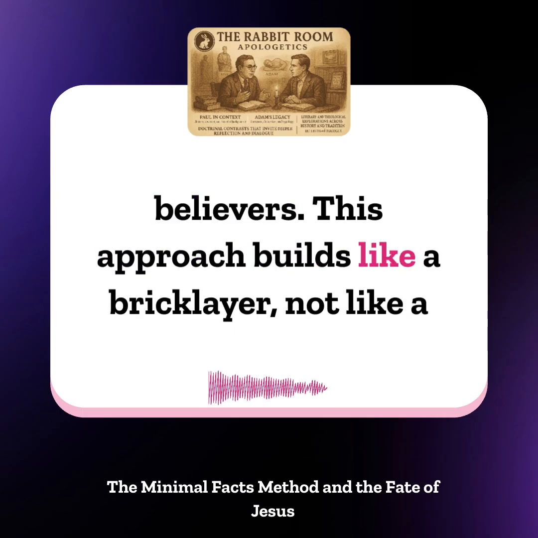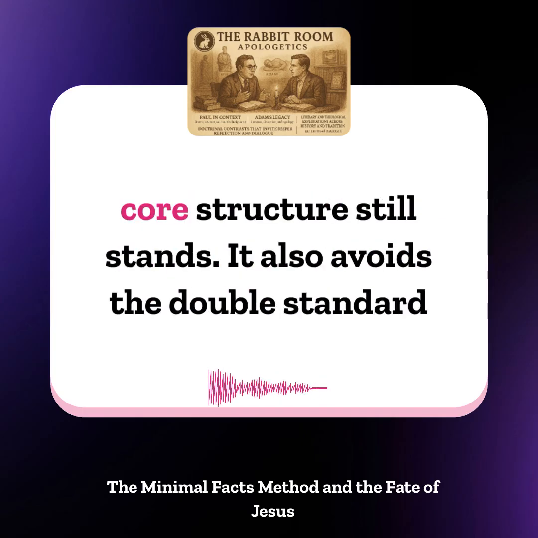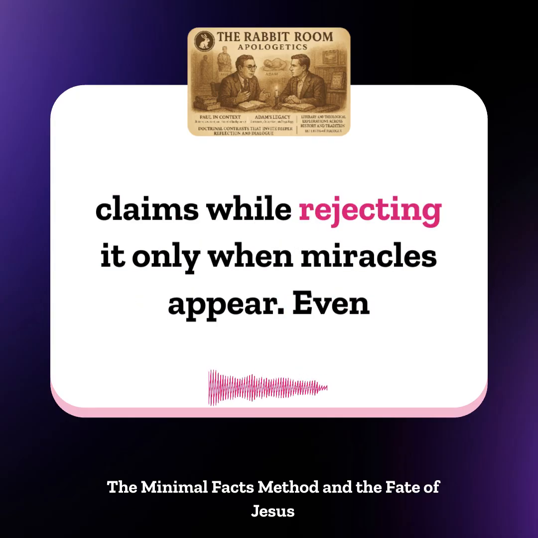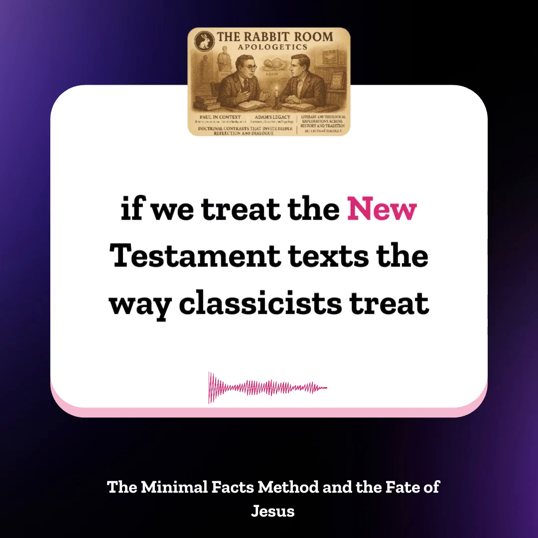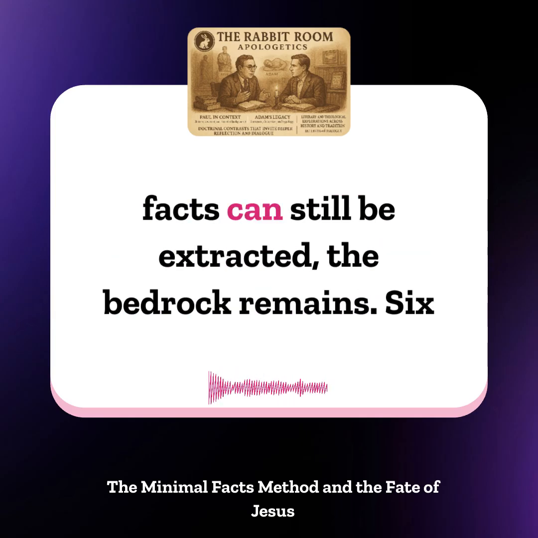This approach builds like a bricklayer, not like a prefabricated roof. If one peripheral detail is challenged, the core structure still stands. It also avoids the double standard of accepting general reliability for ordinary ancient claims while rejecting it only when miracles appear. Even if we treat the New Testament texts the way classicists treat Homer's Iliad, as sources from which genuine historical facts can still be extracted, the bedrock remains.